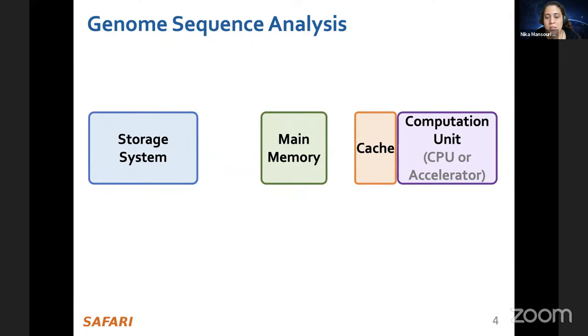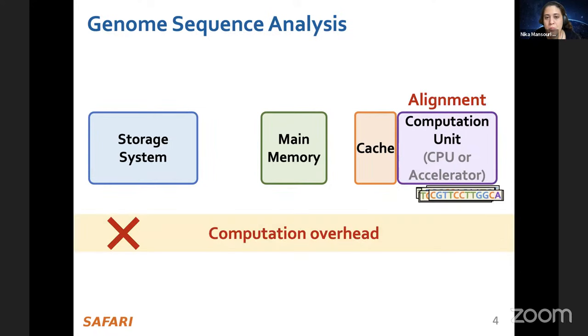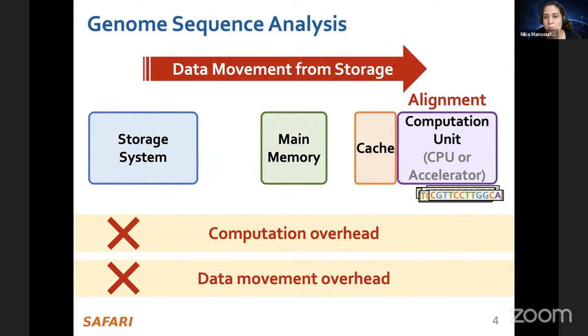So genome sequence analysis in the read mapping process requires performing this expensive alignment computation on a large number of reads. For example, datasets can have millions of reads. Therefore, this whole process is both computationally expensive and also incurs large data movement overhead.